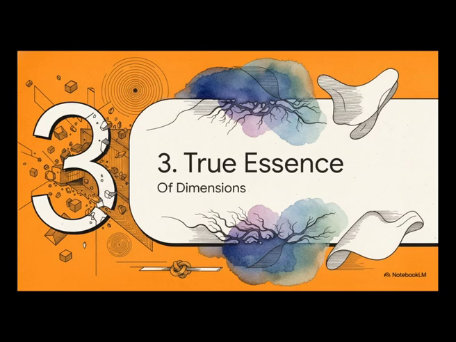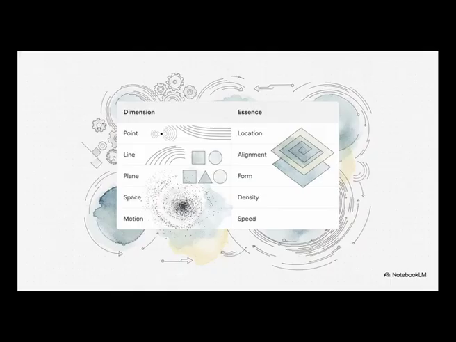Section 3, the true essence of dimensions. So this standard model is busted. To fix it, Weber argues we need a total paradigm shift. Instead of looking at how dimensions differ from each other, like a line versus a plane, we need to ask how they differ in themselves. What is their core essence? The essence of a point, that's location. The essence of a line, alignment. A plane, form. And the essence of space, density.